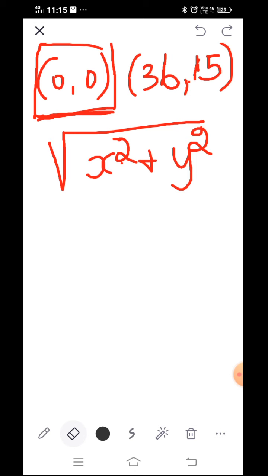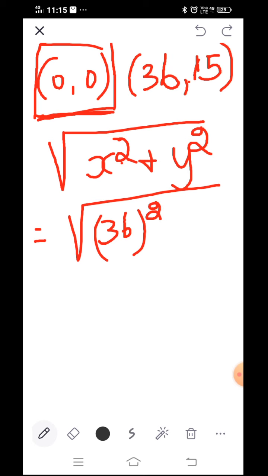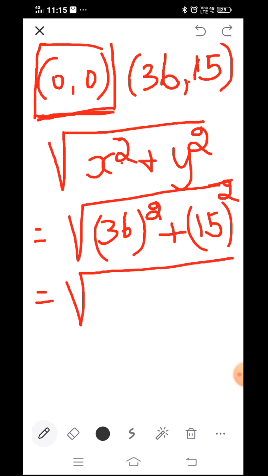Okay. Now we will see. So here you can take x as 36. So x square, 36 the whole square, plus y square, 15 the whole square, inside the square root only. So what is 36 square? 36 into 36, 1296. 15 square, 225.